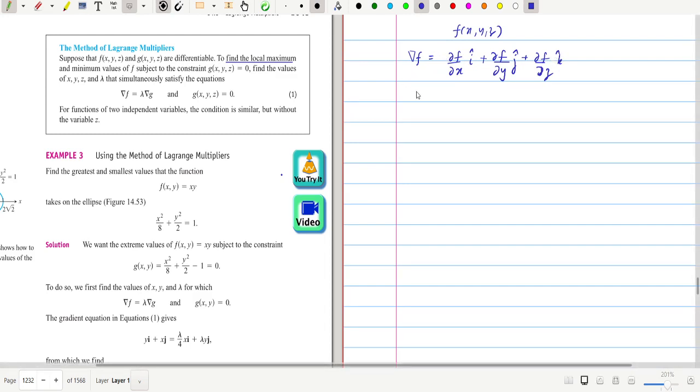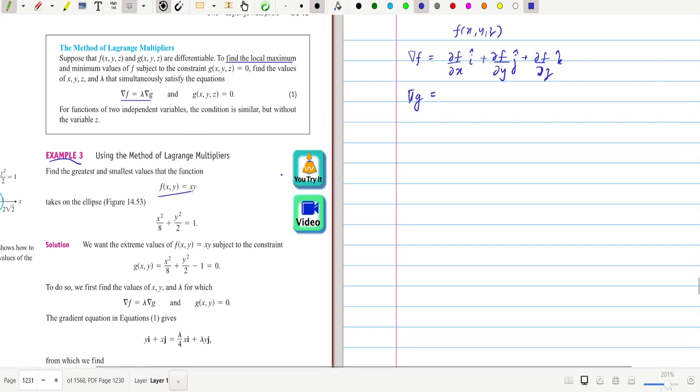The gradient of g can be similarly defined: it is obtained by replacing f by g. So this is the first equation: gradient of f is equal to lambda times gradient of g, and g of x, y, z equal to 0. That means we need to find the lambda using these two equations. Then at those lambdas, we can get the extreme values, maximum or minimum. We will explain it in example 3.